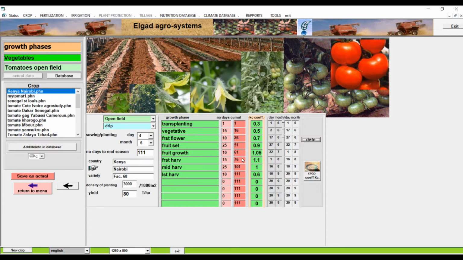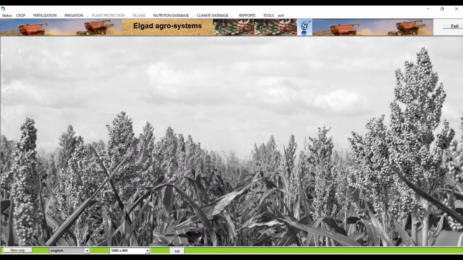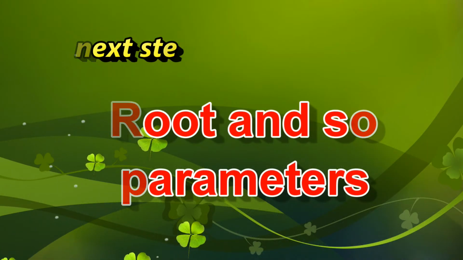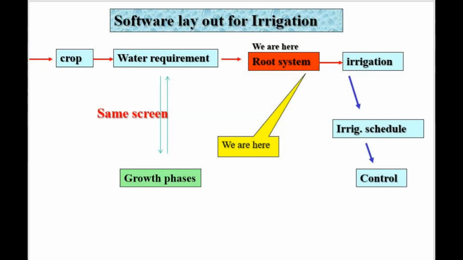And I can change everything here, including the crop coefficient and irrigation parameters. For instance, here I want to change 0.7 to 0.75. And if I accept it, let us save it and work with this frame for the crop. Next step will be the root system and the soil parameters.